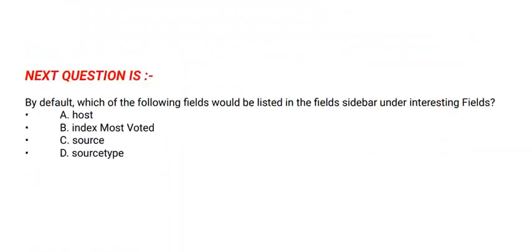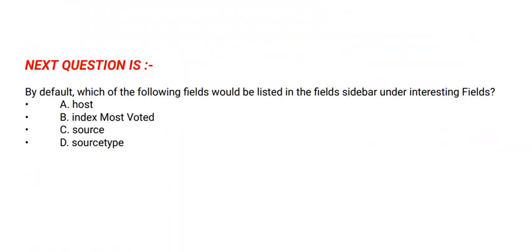Next question is, by default, which of the following fields would be listed in the fields sidebar under interesting fields? Options are, option A, host, option B, index, most voted, option C, source, and option D, source type. The correct option is option B.